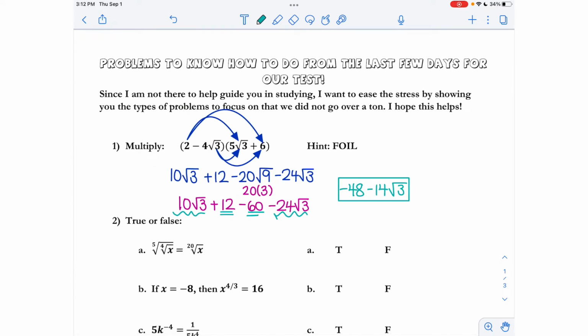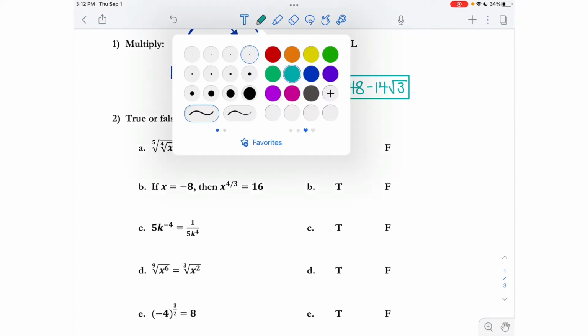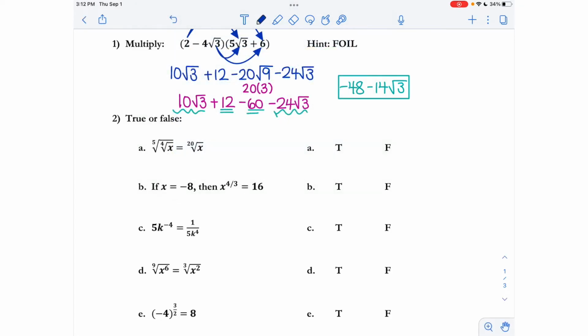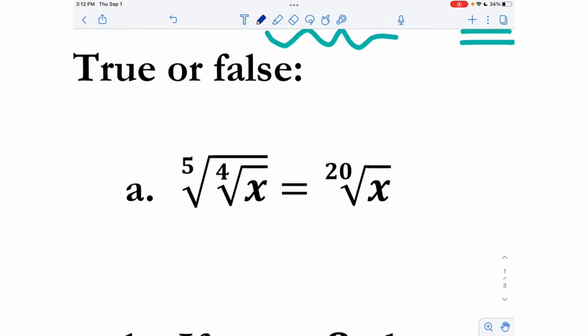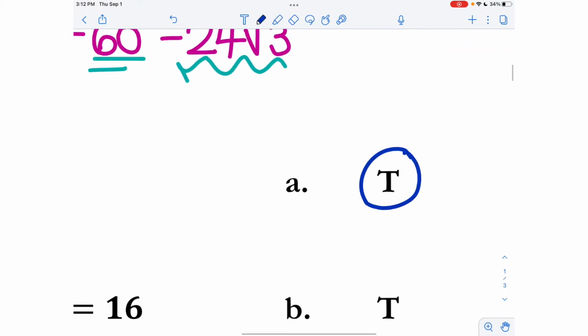The next section says true or false. These are all a little bit tricky, which is why I put them on there. I just wanted to go over them with you. The first one was something that we briefly talked about. If I have this double radical situation, the trick is to multiply these indexes together. So 4 times 5 is in fact 20, which means this is true.